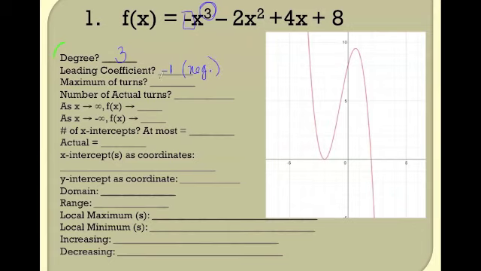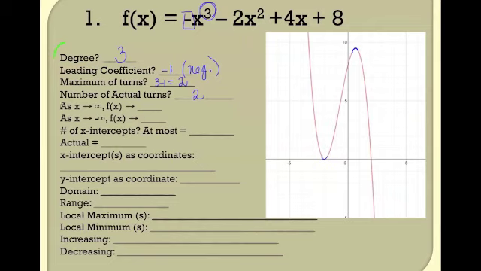The maximum number of turns is the degree less 1. So for this it is 2, and then the actual number of turns is 2 because there's a turn here as well as up here. Your turns are oftentimes your maximums and minimums.